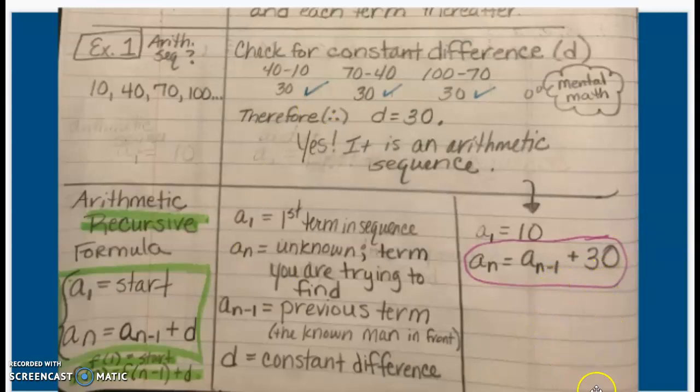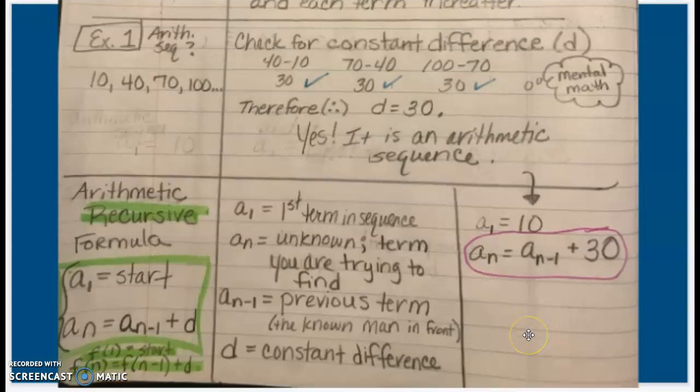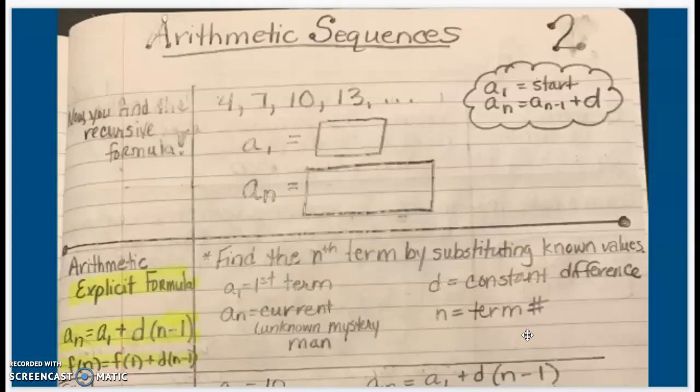So in order to do arithmetic sequences using the recursive formula, you have to know the number before the number you want to find. So you have to say the previous term, or the man before the unknown man. All right? All right, great. Let's take a look at how you find it. I want you to do that here with this sequence: 4, 7, 10, and 13.